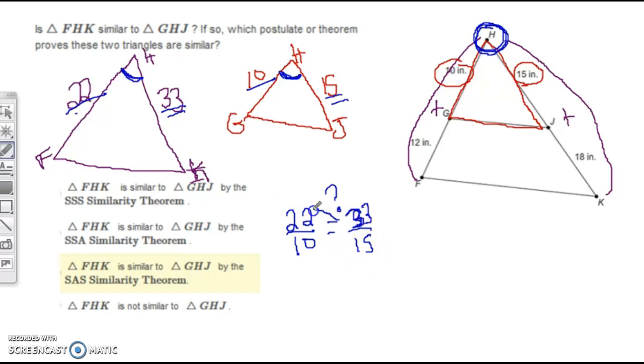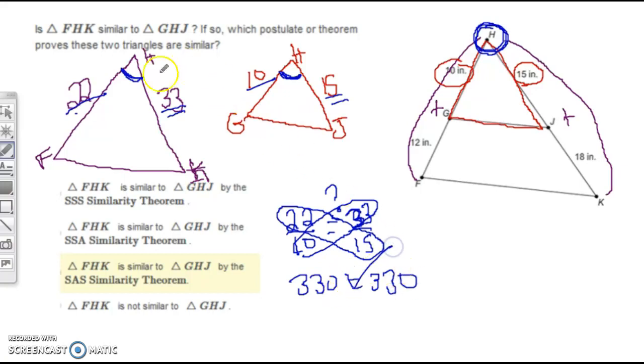So 22 times 15 equals 330. And 33 times 10 also equals 330. So because they're equal, we know they are proportional. So we have an angle and two sides that are proportional. So we know that's similar. It's not because of side, side, side, and they're not similar. So now we need to figure out whether it's SSA or SAS.